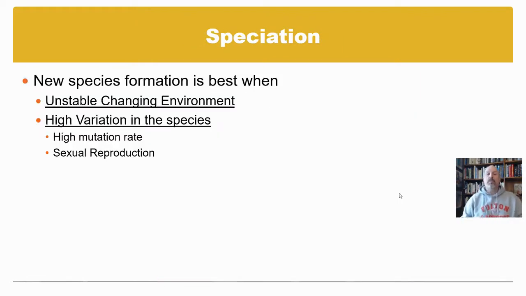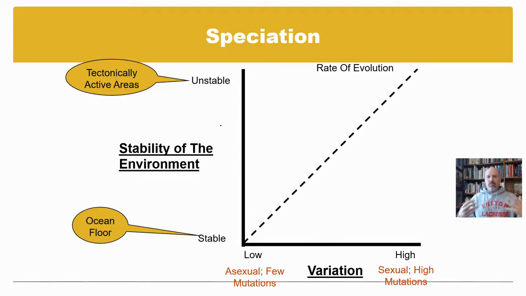This gets to the point of what are the conditions that really favor species evolving? And we want an unstable environment. I say if we want evolution to occur, we want an unstable environment, but we also want to see a lot of variation within the species. Why? It really favors, first of all, those individuals with variations. And second of all, those variations are favored in an environment that's constantly changing.